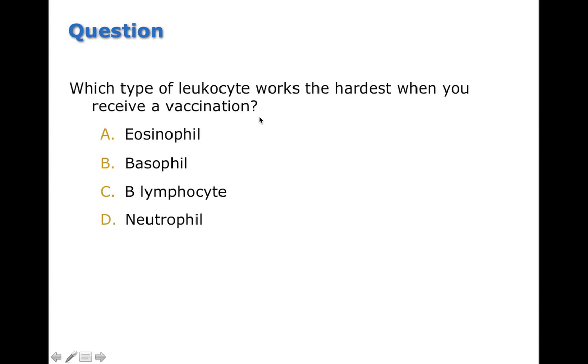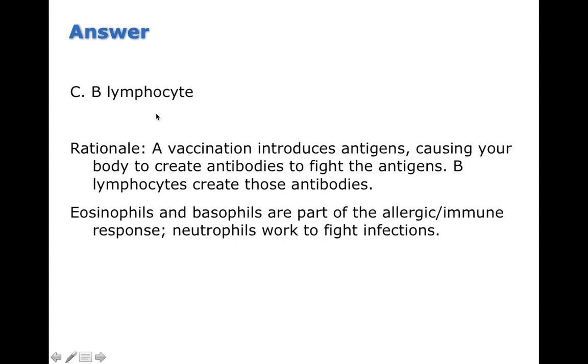So if you remember, vaccinations include antigens, and an antigen is going to be a specific molecule that's associated with a certain microorganism. And so what the question here is asking then is, in another way too, which of these cells is part of your learned or adaptive immune response? Is it the eosinophils, basophils, B lymphocytes, or the neutrophils? And it ends up being the B lymphocytes.